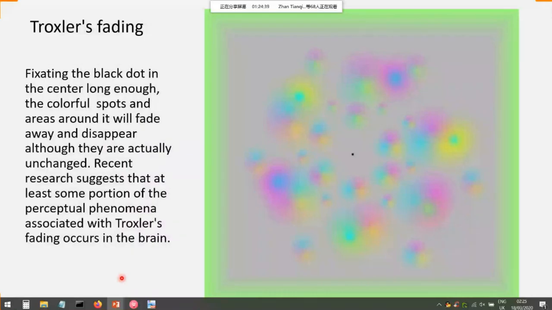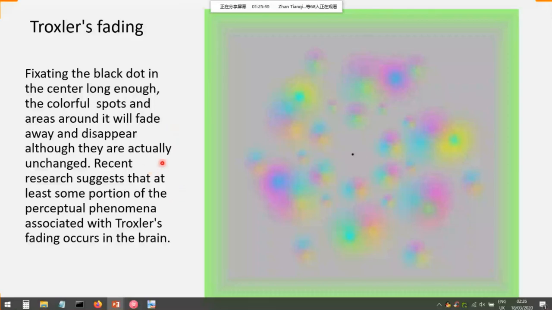The next one is called Troxler's fading. This is not an animation, this is static again. It works by fixating the black dot in the center. So you have to just look at this black dot and fix this image here. And if you fixate for a longer time, then you see that these colorful spots around will start to fade. That means they become weaker and weaker. Some completely disappear. Of course, there is no change. It's a static image.